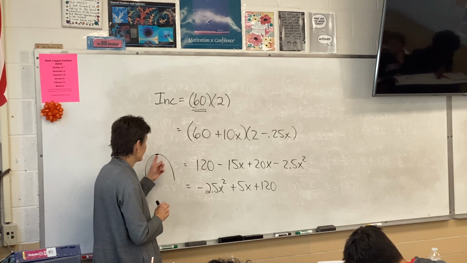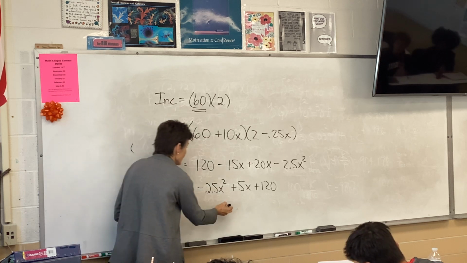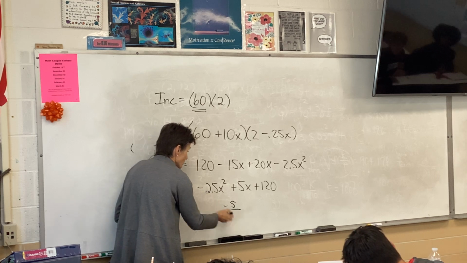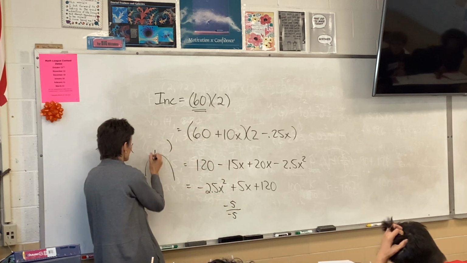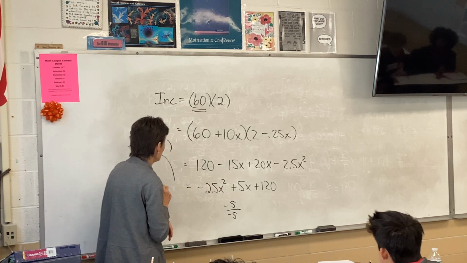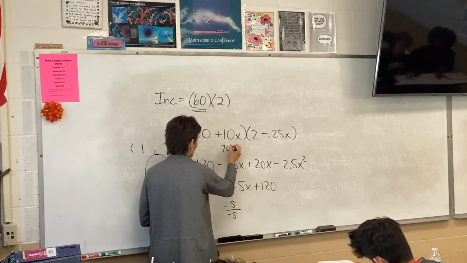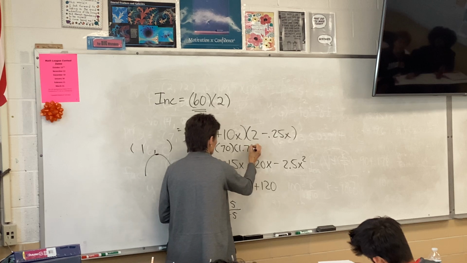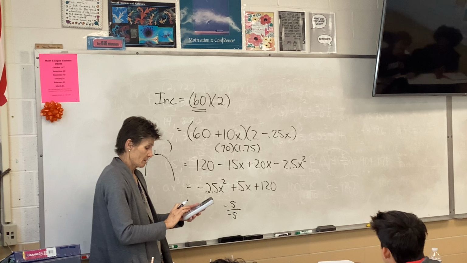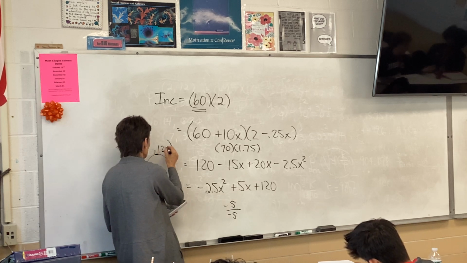All right, I want to know the vertex. How do I find the vertex without graphing it? Negative b over 2a, and won't two of those also be negative 5? So positive 1. And then I'll plug in 1. I can plug it in anywhere. I think I'll plug it in here. I plug in 1, that'll be 70 times $1.75. So 70 times $1.75, 122.50.